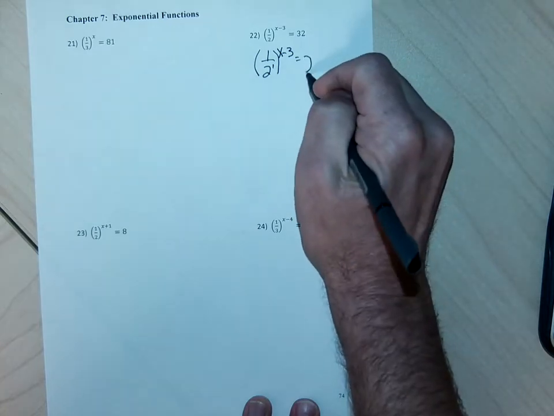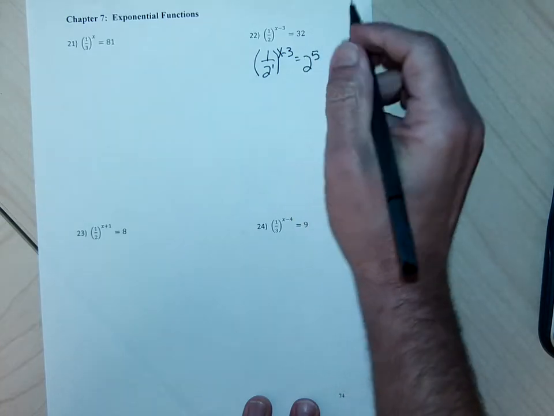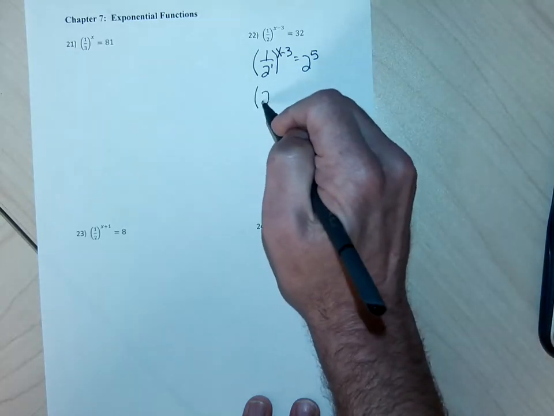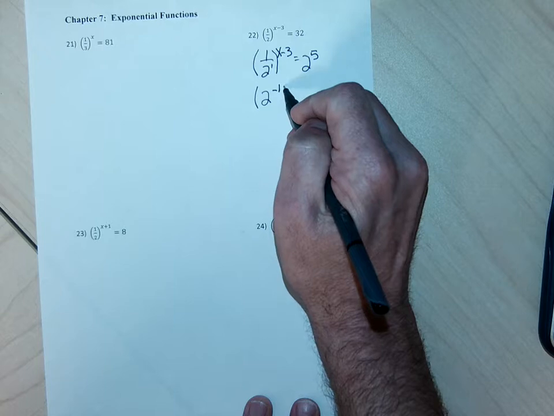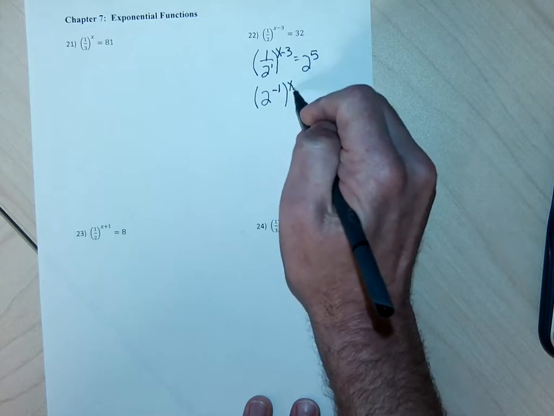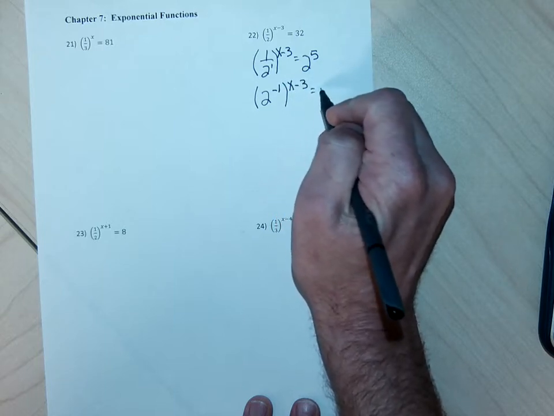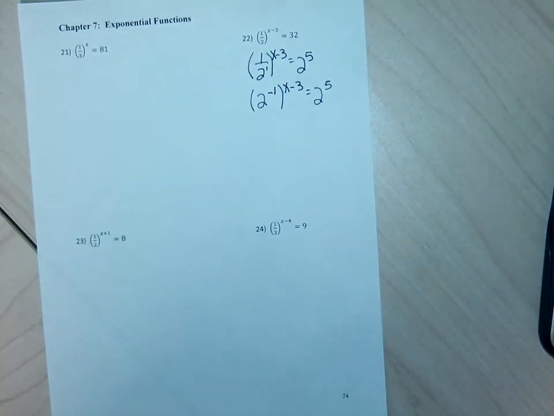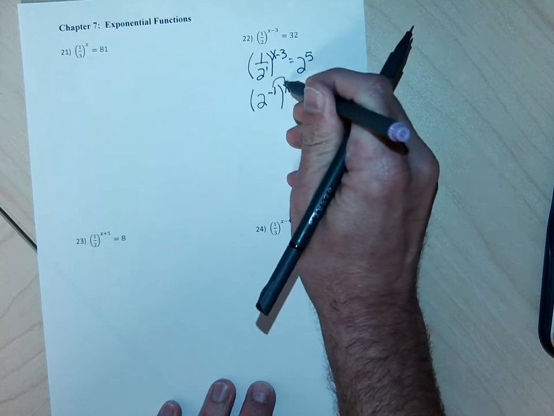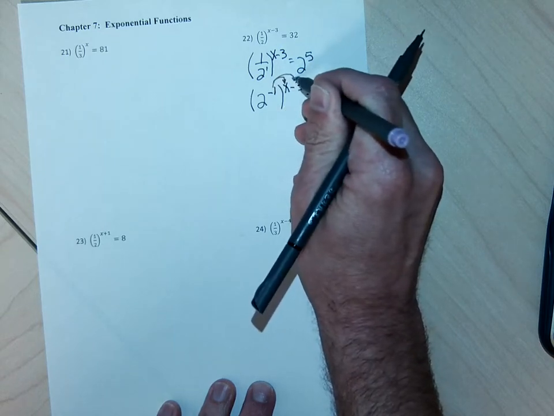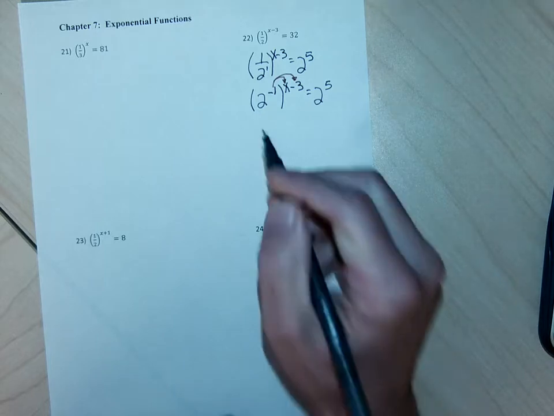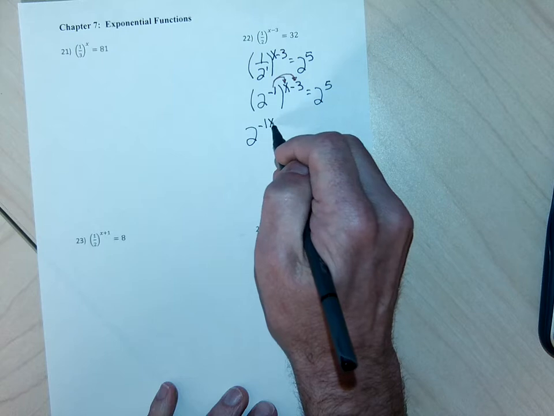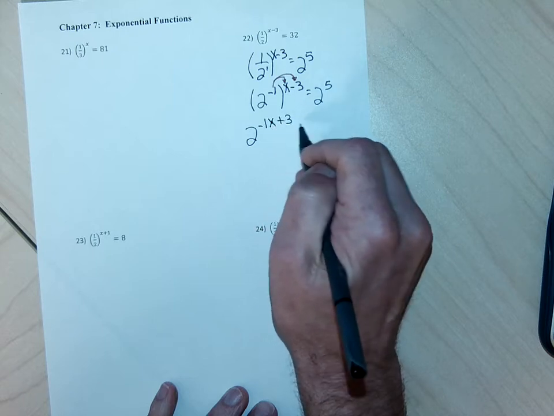I'm going to write any fraction with a negative exponent, any non-prime number with its prime factoring. The left-hand side I'm going to write as 2 to the negative 1, and then parentheses x minus 3. And the right-hand side I have 2 to the fifth. I'm going to clear the parentheses on the left-hand side by multiplying negative 1 times x and negative 1 times negative 3. So on the left-hand side, negative 1 times x is negative 1x. Negative 1 times negative 3 is positive 3.